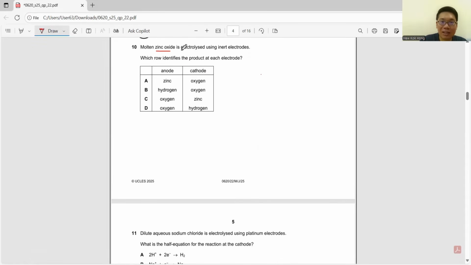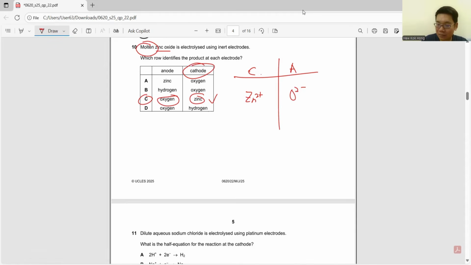Question 10. Molten zinc oxide is electrolyzed using inert electrodes. Which row identifies the product at each electrode? Every time we do electrolysis, I will do this. Cathode, anode. Molten state. So cathode only has zinc ions and then anode has oxide ions. So cathode here will produce zinc, anode here will produce oxygen.